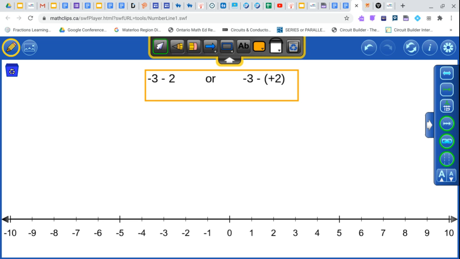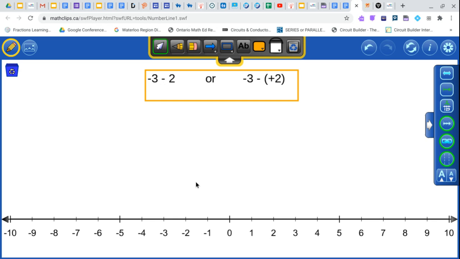All right, this time we're going to start looking at things that are a little bit different. Similar though. Okay, so this time I want to model -3 minus 2. Remember, that is the same as actually doing -3 minus +2, because that is simply our subtraction symbol and that is a positive number right there, +2.